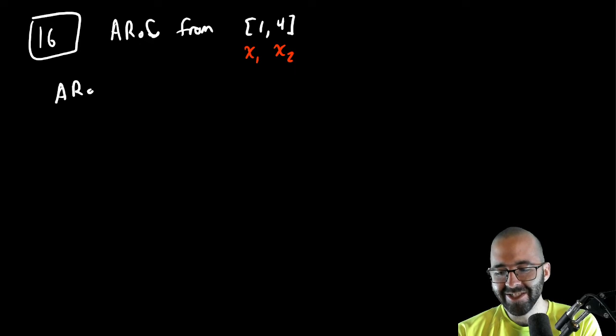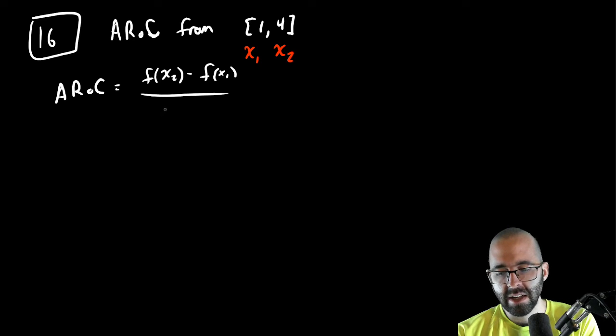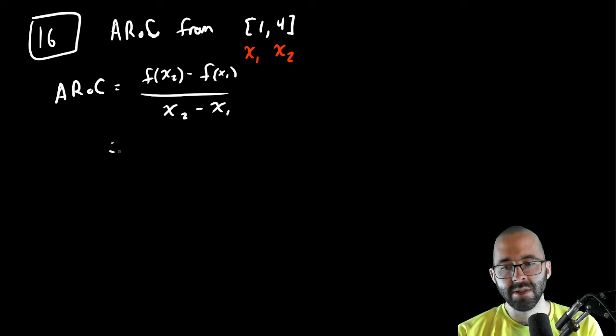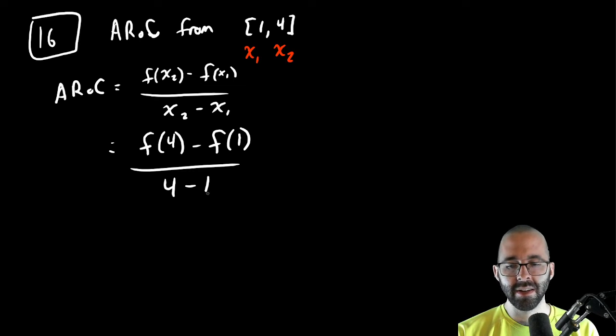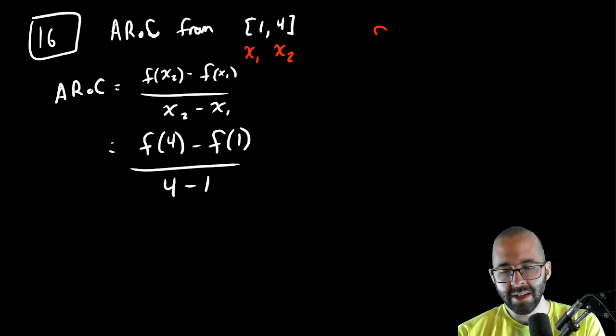So remember, average rate of change is the function value at the second input minus the function value at the first, divided by the second input minus the first input. So let's replace everything. And then we go off to the side and say, what is f of 4? What is f of 1?